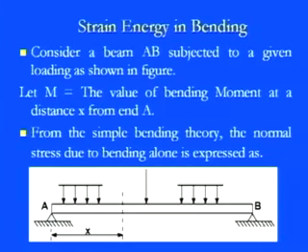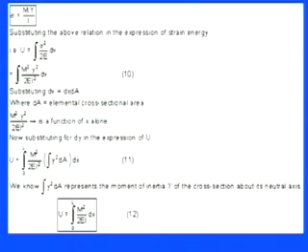And from the simple bending theory, the normal stress due to bending alone is expressed in terms of that. Under the bending action, we have both the normal direct stresses as well as the shear stresses along with that. So now just go back to the bending theory: sigma by y is equal to M by I, through which we can calculate the bending stress sigma, which equals M into y divided by I. Now substitute the above relations in this particular expression for gaining the strain energy.